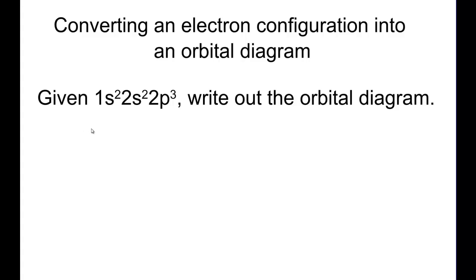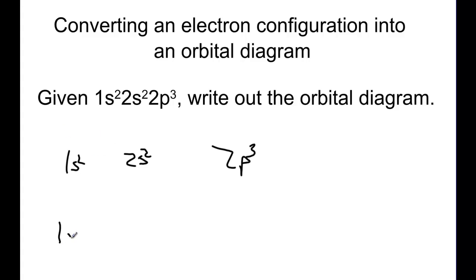Alright, so converting an electron configuration into an orbital diagram. If I'm given this, 1s2, 2s2, 2p3, let's write it out. So the first thing I want to do is the 1s2, 2s2, 2p3. And I put some space in between here because I want to have room to write my boxes or lines, whichever you prefer. For this, I'll do it both ways.